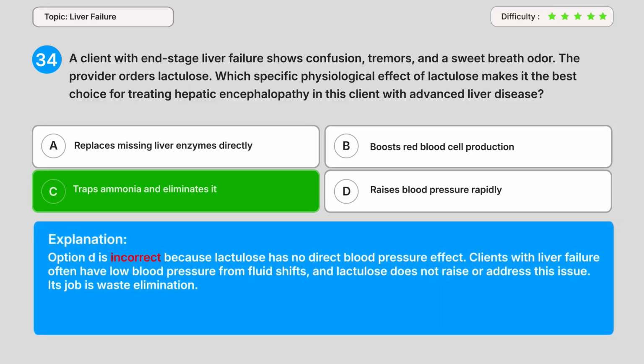Option D is incorrect because lactulose has no direct blood pressure effect. Clients with liver failure often have low blood pressure from fluid shifts, and lactulose does not raise or address this issue. Its job is waste elimination.